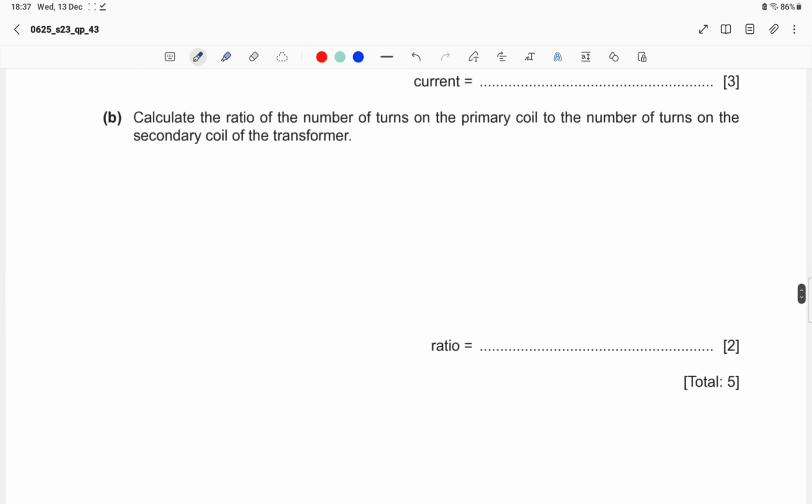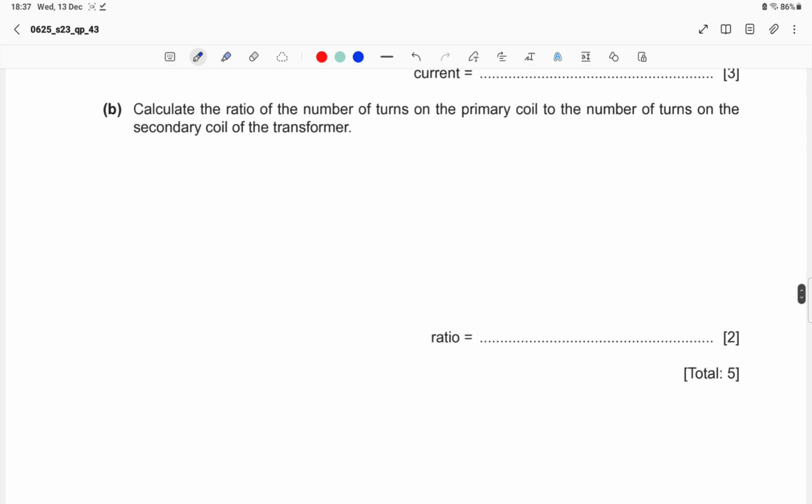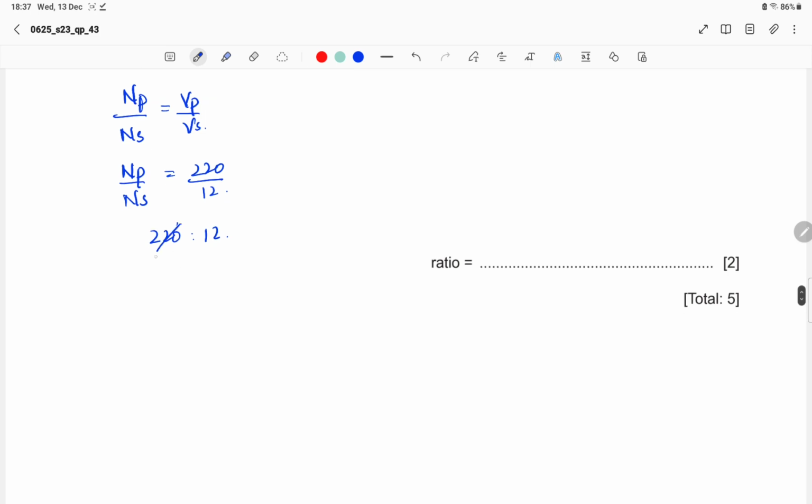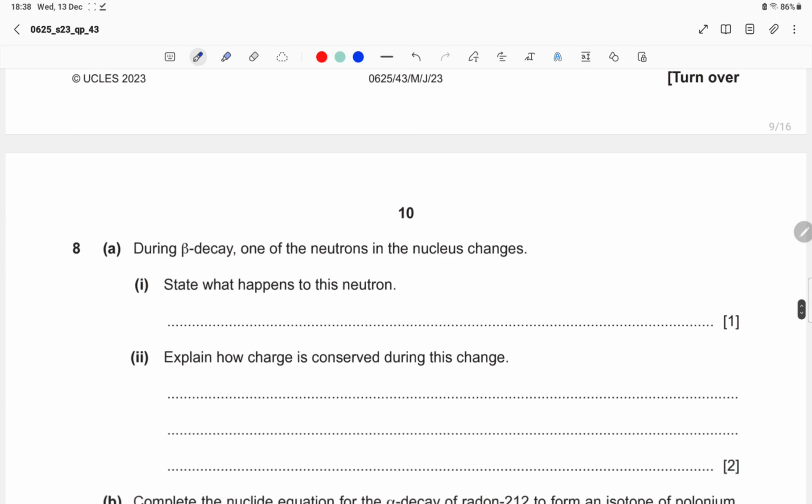Okay. Now moving to the next question. Calculate the ratio of the number of turns in the primary coil to the number of turns in the secondary coil. It's going to be Np over Ns equals Vp over Vs. So Np over Ns is 220 divided by 12. If you do the ratio, it's going to be 18 to 1. Okay, moving to the next question.